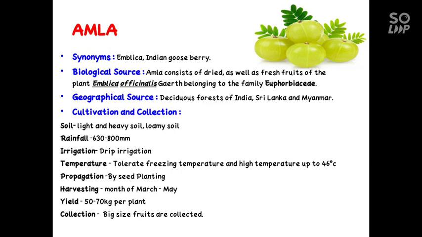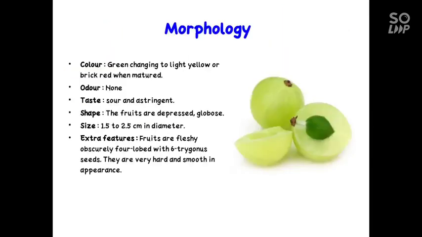Cultivation and collection. Soil: light heavy soil and loamy soils are required. Rainfall required is 630 to 800 mm. Drip irrigation is used. It tolerates freezing temperature, and high temperature up to 46 degrees Celsius is needed. Propagation is done by seed planting. Harvesting is done in the month of March to May. Yield is 50 to 70 kg per plant and big size fruits are collected.